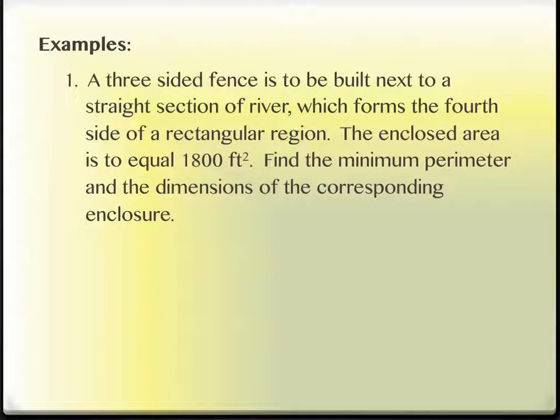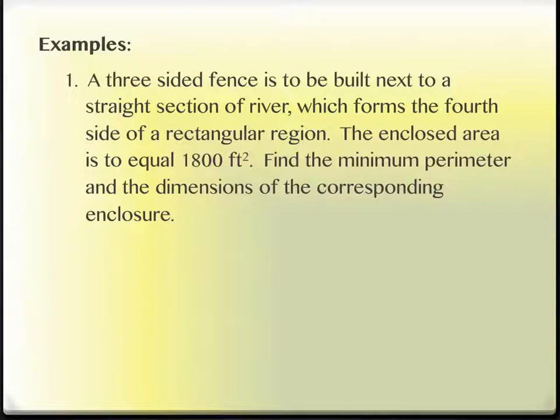All right, the first example that we're going to do is a type of problem that you've seen done before, but with other techniques, in particular algebra techniques, and I want to show you how it can be done with calculus, and then we'll extend our ideas to other examples that maybe you haven't seen used quite as frequently. So a 3-sided fence is to be built next to a straight section of river, which forms the 4th side of a rectangular region. The enclosed area is to equal 1,800 feet squared, or square feet. Find the minimum perimeter and the dimensions of the corresponding enclosure.